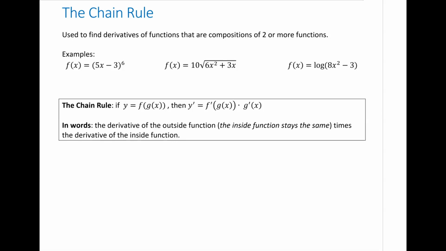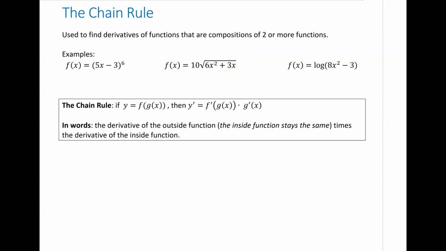As an example, you can see this first one here, f of x. You have this 5x minus 3, which is a linear function inside of an exponential, so a power. So you have a function 5x minus 3 inside of an x to the 6th function. We have the same sort of thing in the second example. We have this quadratic, 6x squared plus 3x, that's inside of a square root function, so an x to the 1/2 power, if you'd like.